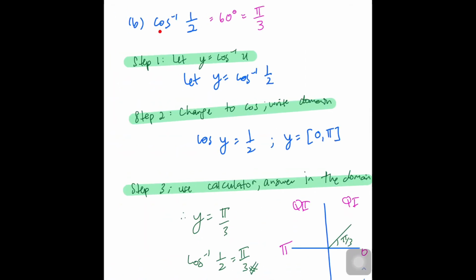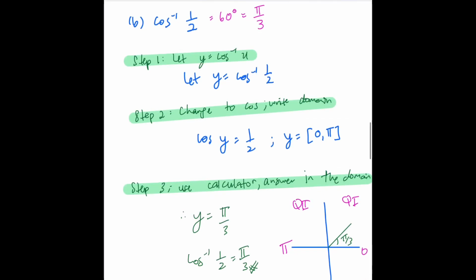Now let's see the next question, inverse cos half. If you use a calculator, this is 60 degrees or pi over 3. If you want to do the calculation, let y be inverse cos half, and then change to cos y is half, where y is from 0 until pi. Then we have found out that the angle should be 60 degrees. If you draw the quadrants here, we are only allowed to be in quadrant 1 and quadrant 2. Quadrant 3 and 4 are not included. Therefore, your 60 degrees, pi over 3, is in quadrant 1, so we can accept this value here. Therefore, inverse cos half is equal to pi over 3.